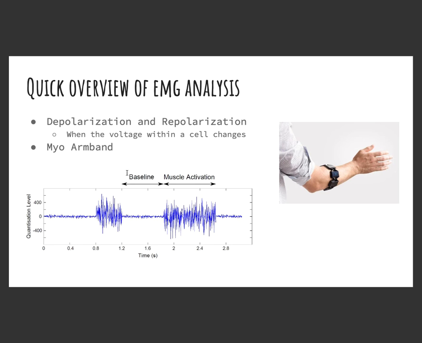So first of all, just a real quick overview. Depolarization and repolarization of your skeletal muscle cells are what we get from an EMG. We're going to be using the Myo armband right here to gather that data, and we're going to be connecting it via Bluetooth to our Android devices.